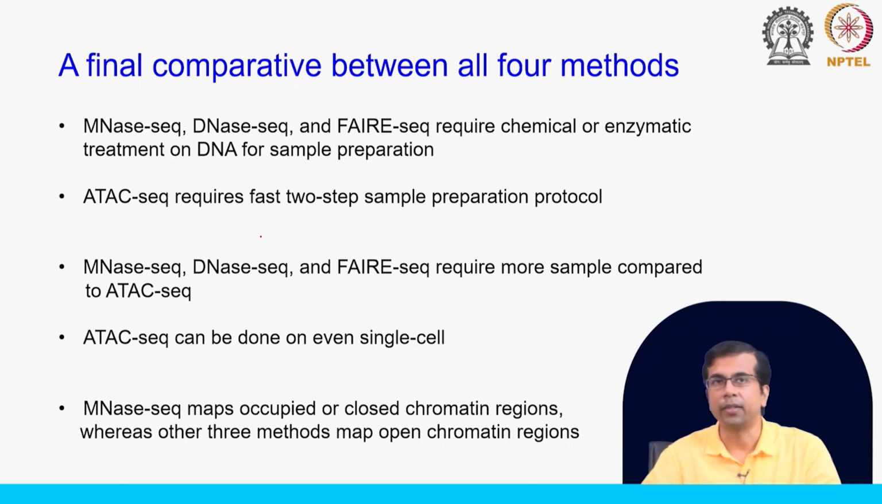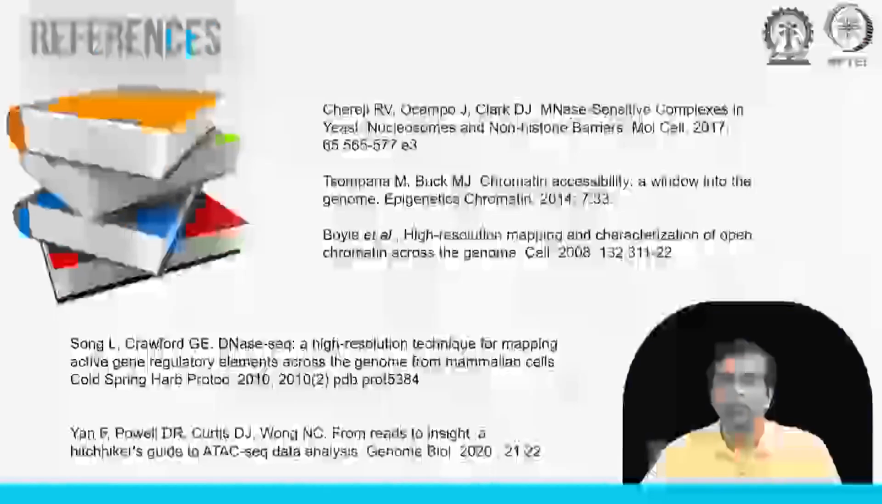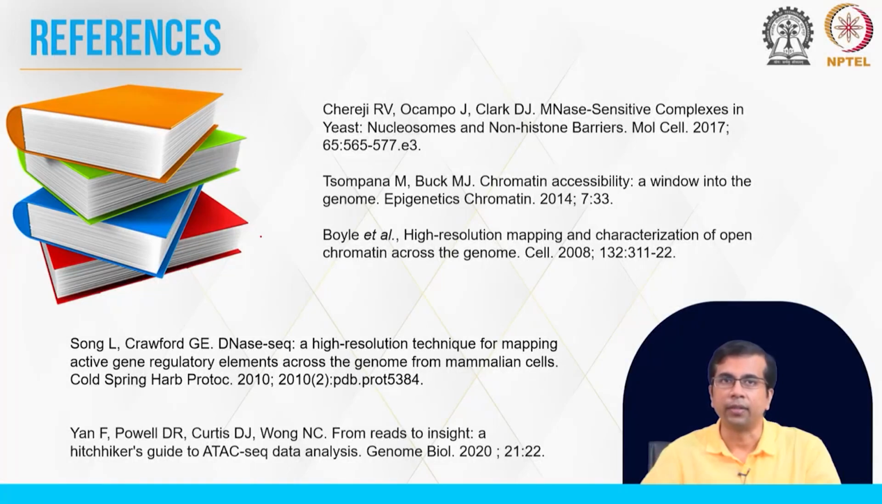Whereas the other three methods, DNase-seq, FAIRE-seq and ATAC-seq, actually map open chromatin regions. Of course, they are not exactly identical. If you look at the results of these methods, you will see slight differences across them, even though they all map open chromatin regions. You can also compare these results with MNase-seq, and there will be some differences because of the protocols that we follow. So, these are the references for this class.